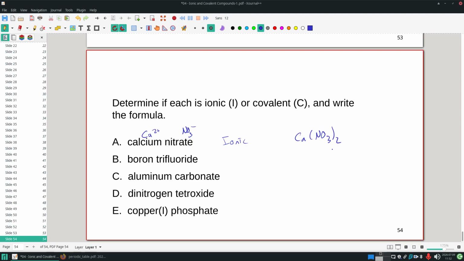And just like the last one, we're going to do D here. D, dinitrogen tetraoxide, or tetroxide. Dinitrogen tetroxide. Bunch of nonmetals. This is covalent.